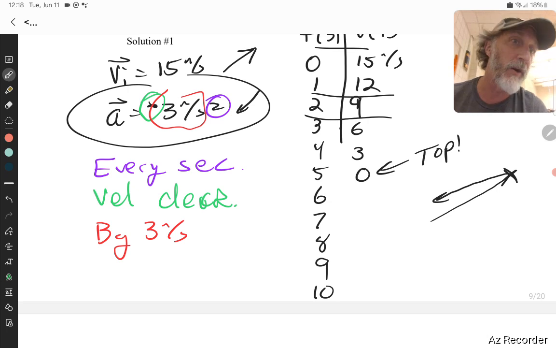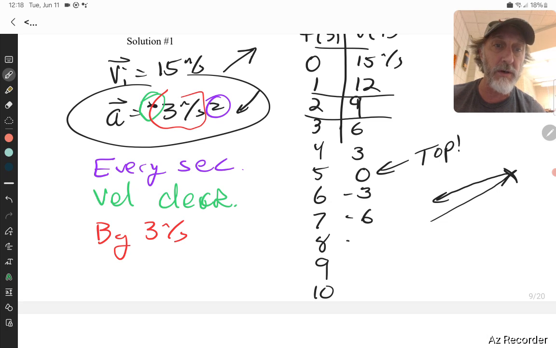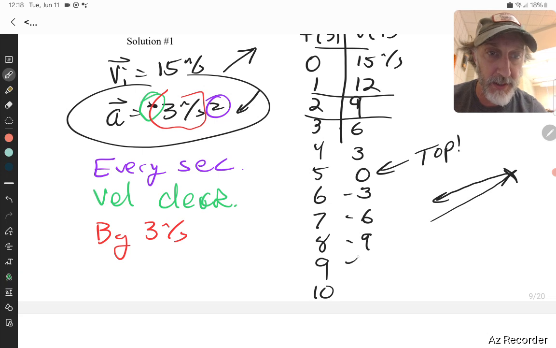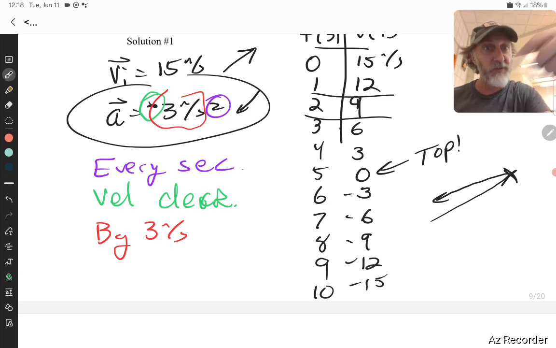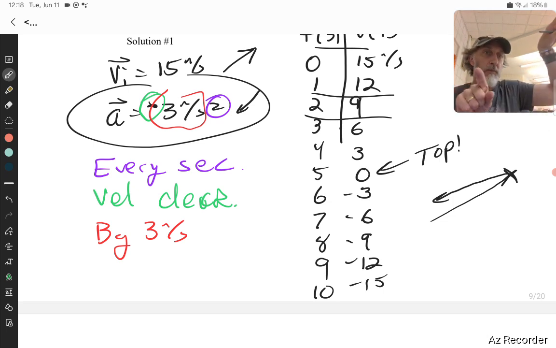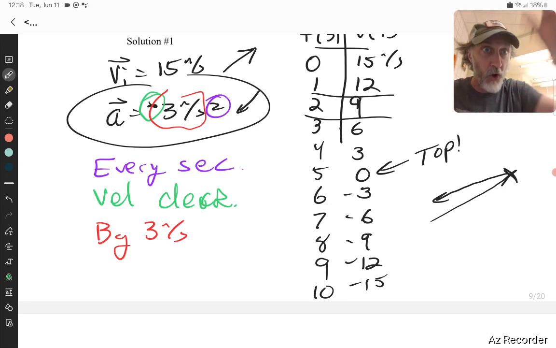And then it's going to start coming down, which means now my velocity needs to be negative 3 and then negative 6. Oh, so this acceleration is telling me every second the velocity decreases by 3. And eventually it's going to become negative, which means eventually it's going to come back down the hill. What this allows us to do is solve our problem in one big step instead of thinking about the upward motion and the downward motion independent of one another, right? This is all of it.